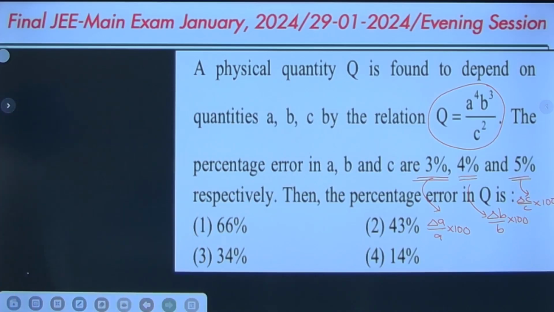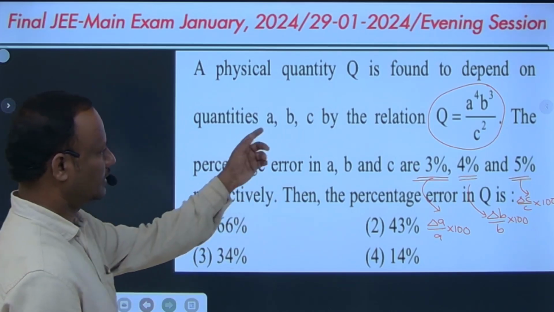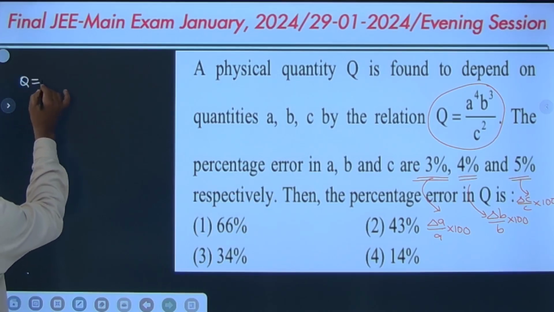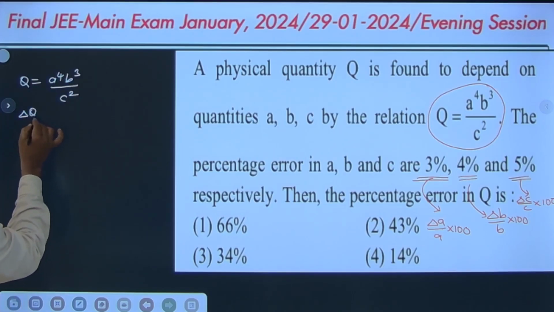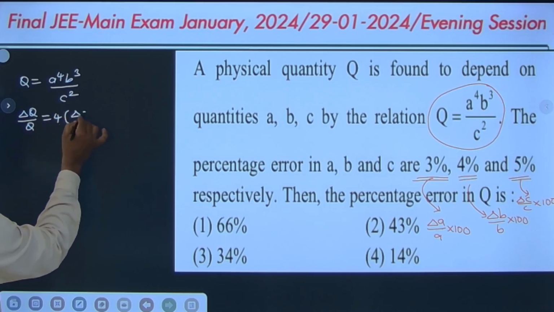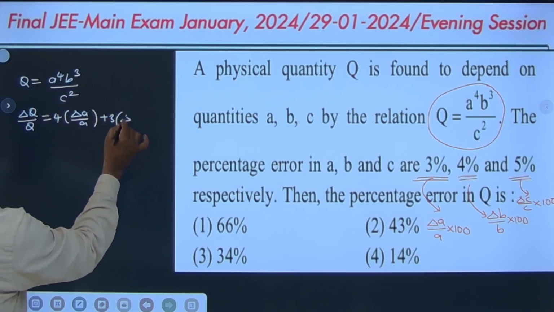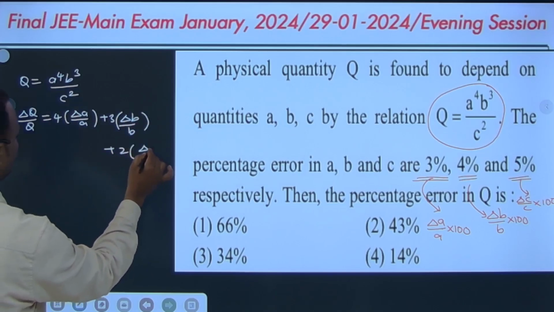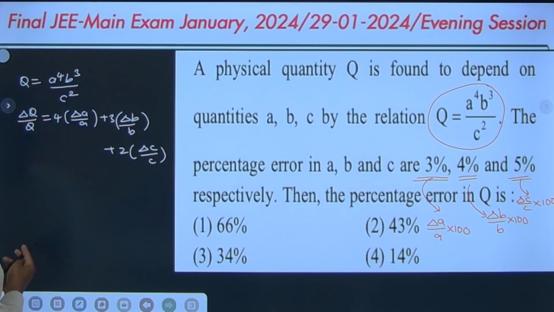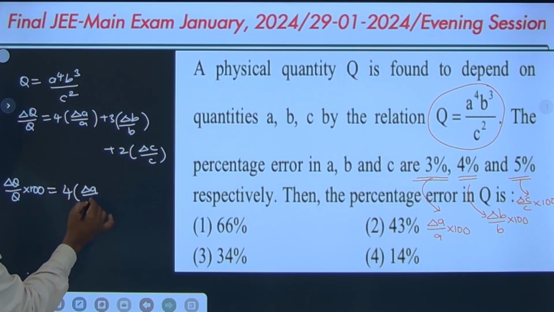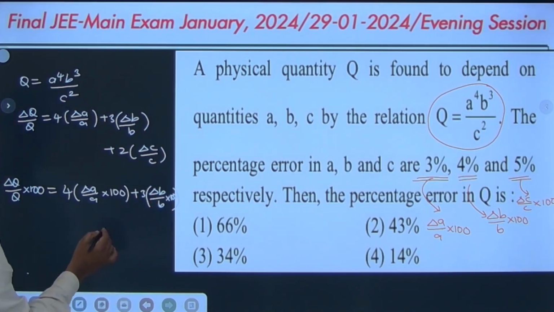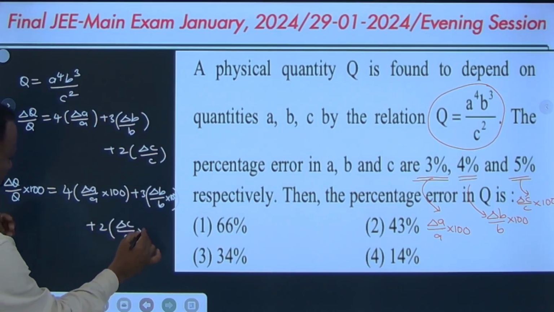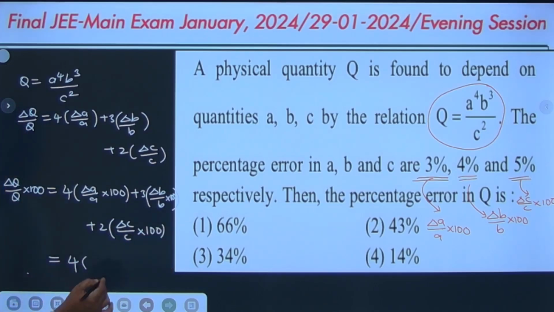From the dimensional analysis condition, Q is equals to A to the power of 4, B cube by C square. Delta Q by Q is equals to 4 into delta A by A, plus 3 into delta B by B, plus 2 into delta C by C. Now I need to write the percentage change: delta Q by Q into 100 is equals to 4 into delta A by A into 100, plus 3 into delta B by B into 100, plus 2 into delta C by C into 100. This is equals to 4 into delta A by A into 100.